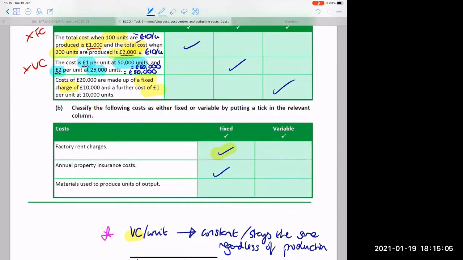And the materials used to produce units of output. Best example really we've got of a variable cost. That's like your ingredients for your jars of jam. We know that the more units you produce, the higher the material cost is going to be. So that will be a variable cost there. Okay.